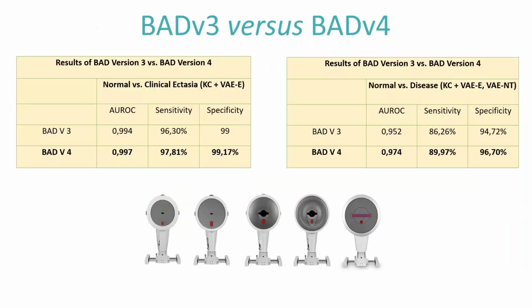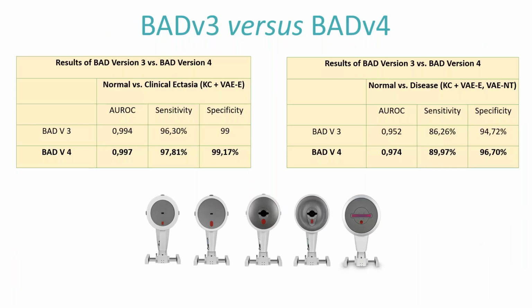Let's look at the overall change. The table on your upper left is the comparison of version 3 to version 4, comparing normals to clinical ectasia. In other words, normals to patients with known keratoconus. The AUROC for version 3 was 0.994, and for version 4, it was 0.997. Not a huge change. Sensitivity 96.3 to 97.8, specificity 99 to 99.2. Again, very small incremental improvements.